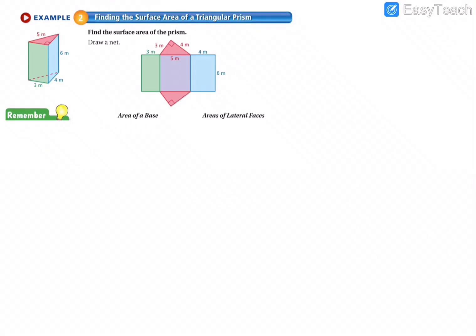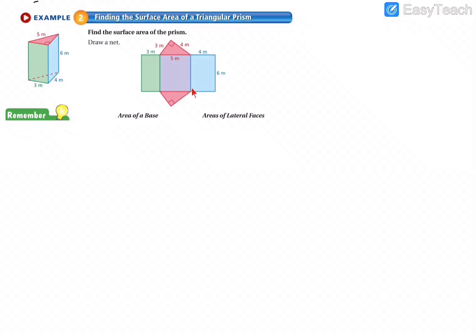Example 2 is finding the surface area of a triangular prism. Now the triangular prism is named the triangular prism because its bases are triangles. Even though the triangle is on top and bottom, you have to be able to look at the shape and realize that there's only 2 bases and they're the same. So that's how you know this is a triangular prism. That's how you know that the triangle is the base, because then you have a green lateral face, a blue lateral face, and then you have a purple one that's in the back here.